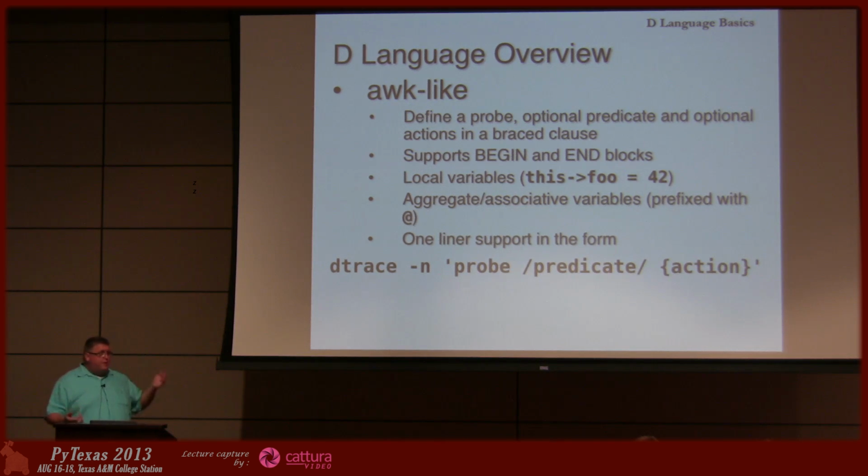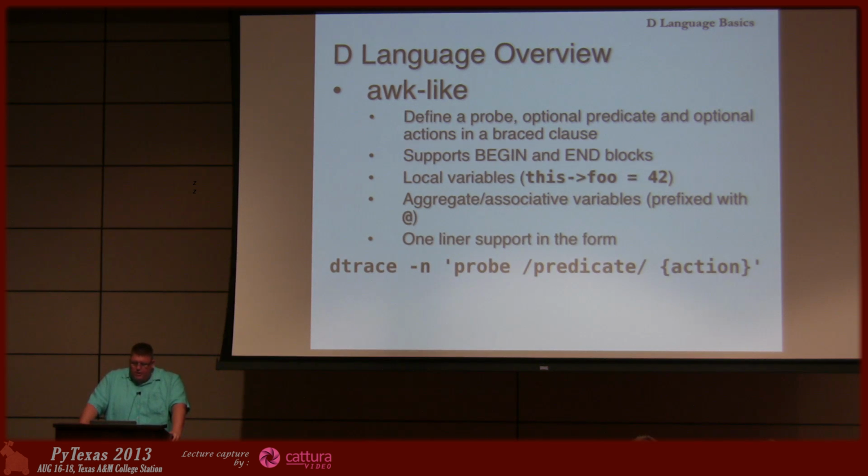D also supports begin and end blocks, just like awk. So you can say, before you do everything else, here are all my local variables. After the end, this is how I want you to aggregate things and sort them and truncate them and so forth. D does support local variables. It has a very strange syntax of calling them some arbitrary atom and pointing to an arrow, which is the actual name of the variable, and you can assign it an arbitrary value.